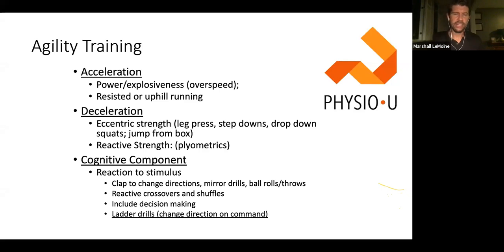It can be they have to change directions when you make a noise, when you clap. They have to track a ball. So they're kind of going one way and then you throw the ball in the air and they have to change directions to go get it. All right, so you have all these different things that you can do. And again, people enjoy doing that. Like if you have a bunch of guys working out in the gym, people enjoy doing a lot of these sports stuff.